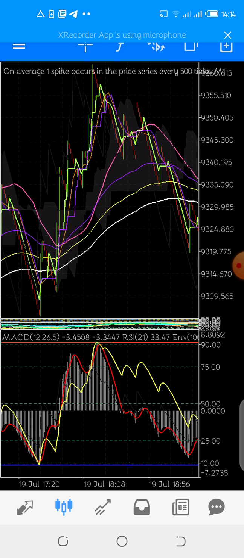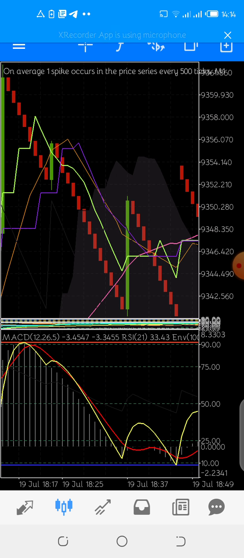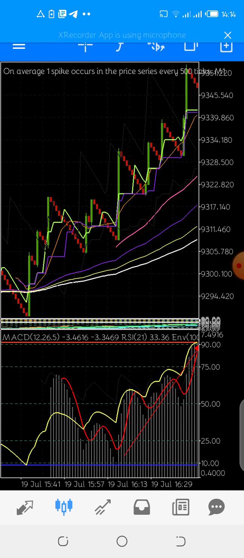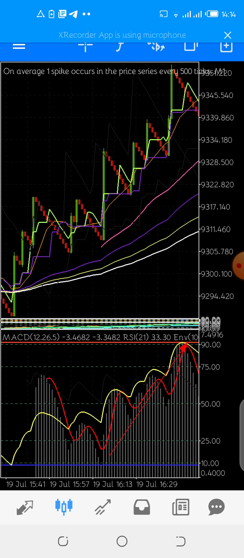That is zoom level number 2. That is zoom level number 4, number 5. So let's go back. That is zoom level number 3, what I wanted. So this was our first trade setup.